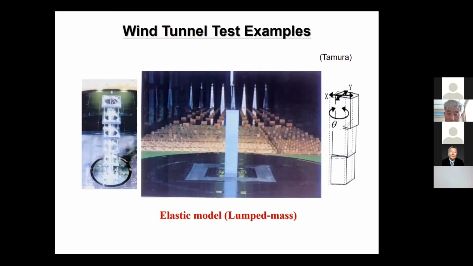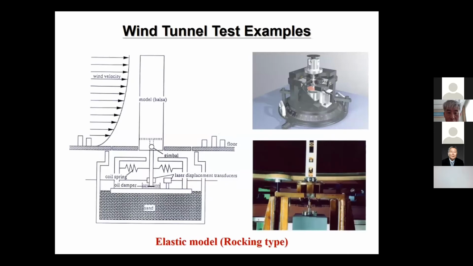Still in wind tunnel tests, we have an elastic model. Here it just shows a lumped mass model for wind tunnel test. We measure the wind force by a high frequency force balance in the bottom of the buildings for this lumped mass model. And also people can use the elastic model. It's a rocking type. You can change the C, the damping ratio, and for changing K, you can use some springs here, some oil here, to change the dynamic parameters of the structure to do some high-rise building analysis.